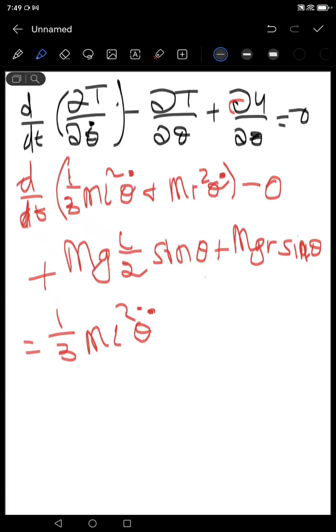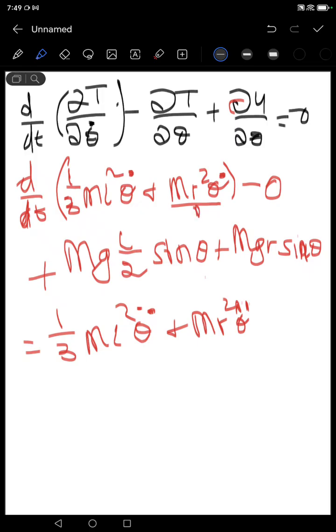Okay, so now we are done with the first kinetic energy. Now moving forward to mr squared theta dot. Here we're going to differentiate with respect to r and with respect to theta. So we start with theta: the derivative of mr squared theta dot with respect to time is mr squared theta double dot. Now we're done with the theta. Now let's focus on the r.